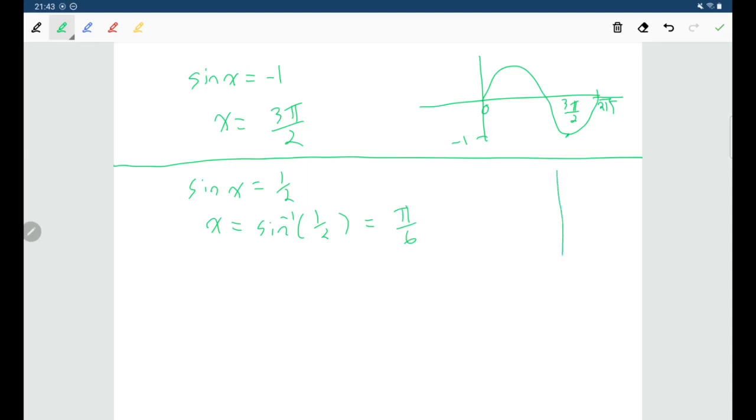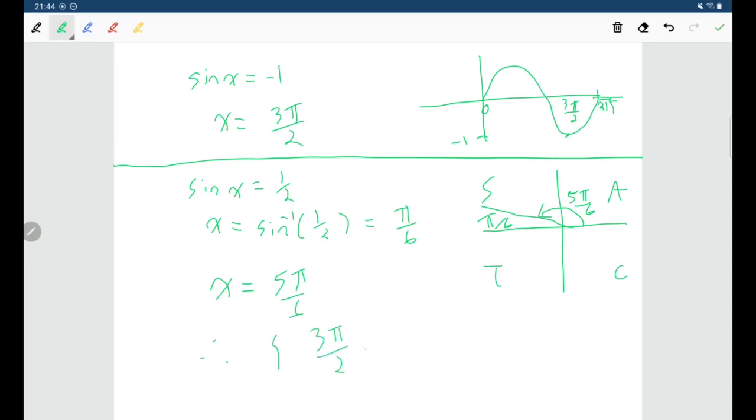And of course, you know that we're looking for solutions between 0 and 2 pi. And knowing that sine is positive in quadrant 1 and also in quadrant 2, that tells us that we're going to have another solution that will also have that reference angle of pi over 6. And that would be the angle 5 pi over 6. So that would be the other solution that we would have in that interval from 0 to 2 pi. So there we go. We've got 3 values in our solution set: 3 pi over 2, pi over 6, and 5 pi over 6.